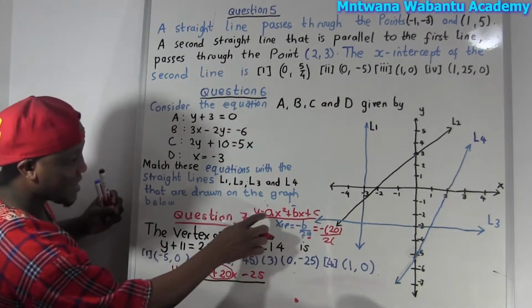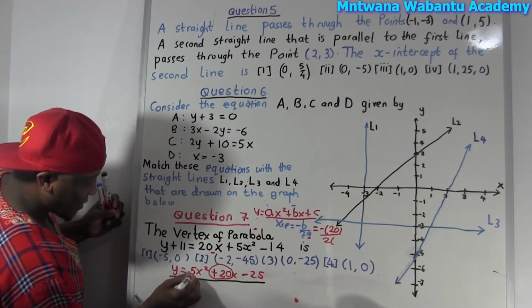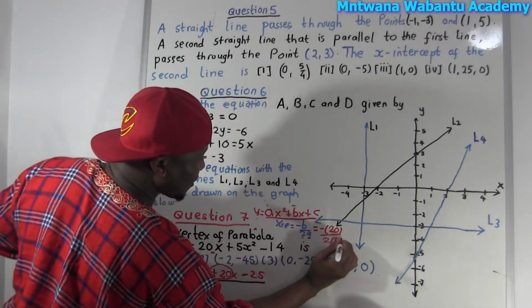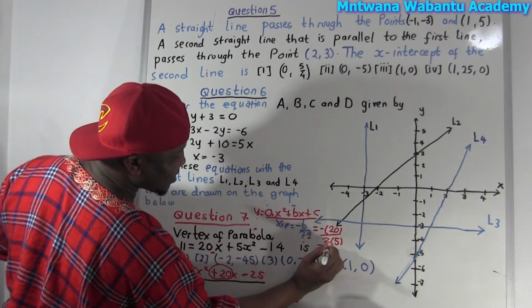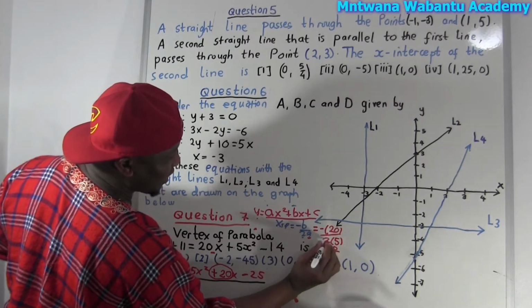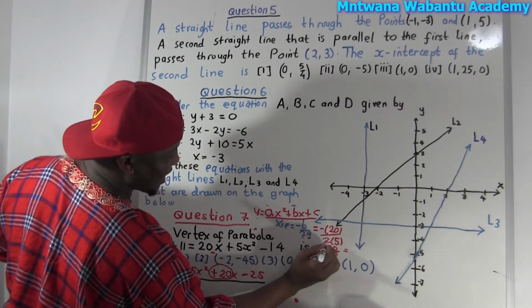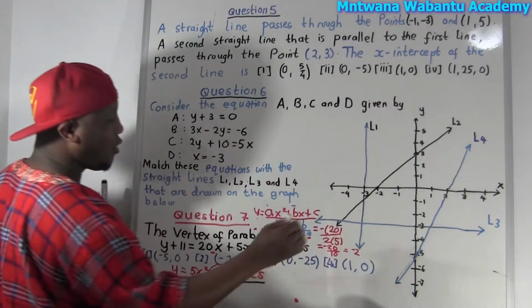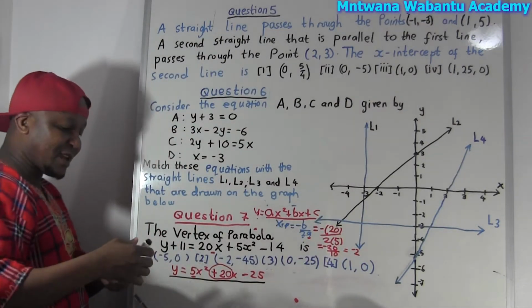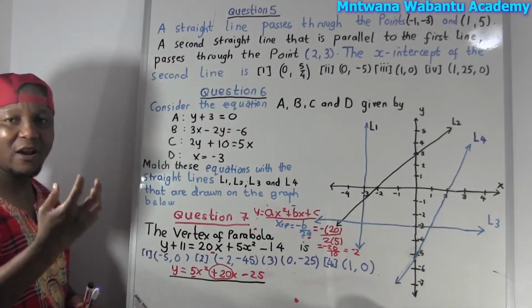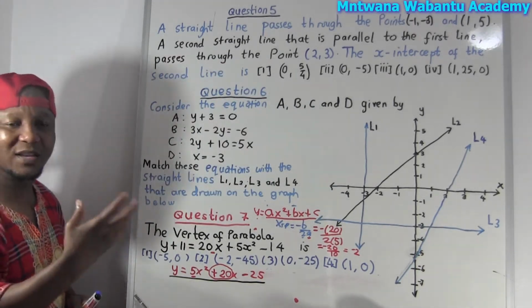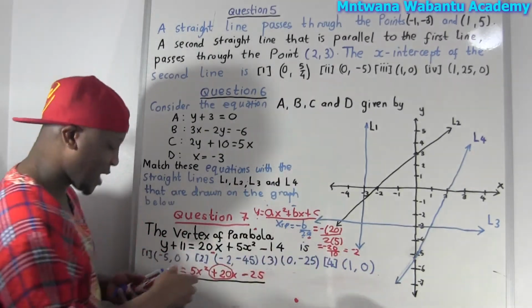What is that a? A is this number before x squared, which is 5. So we're going to put 5 here. So negative 20 over 2 times 5 equals negative 20 over 10, which equals negative 2. So the value of x at the vertex, we already know, equals negative 2. You can call it the vertex or stationary point.